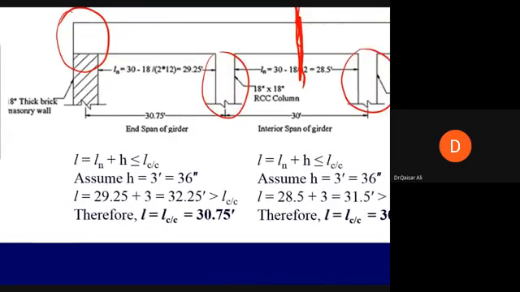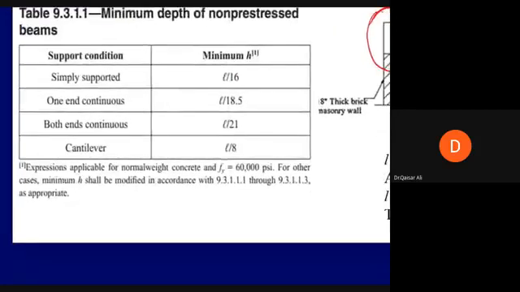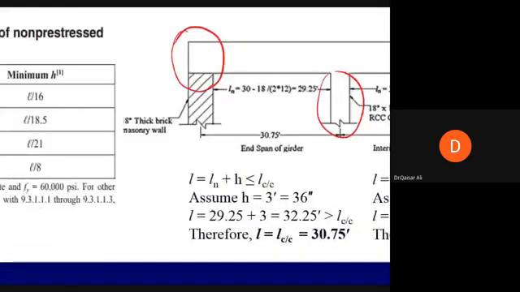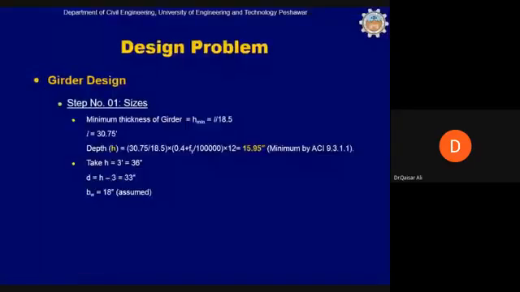The span length of this girder is almost the same as the span of the beam. So the minimum depth according to the ACI code will be almost the same as that of the beam, but we will assume the girder to be 36 inch.